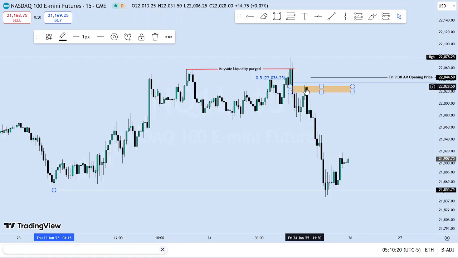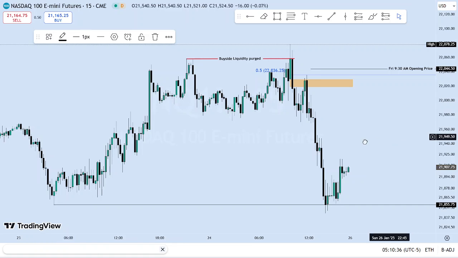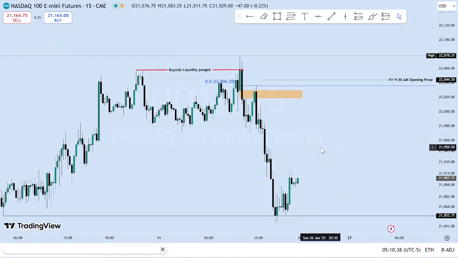From 10 o'clock to 11 macro, going into 2 o'clock to 3 p.m. silver bullet. That's launch session. This 1 o'clock, 1:30, going into 2 o'clock silver bullet. So that's how you can anticipate the 9:30 opening price. It plays out almost every day. So you know what you are looking for.